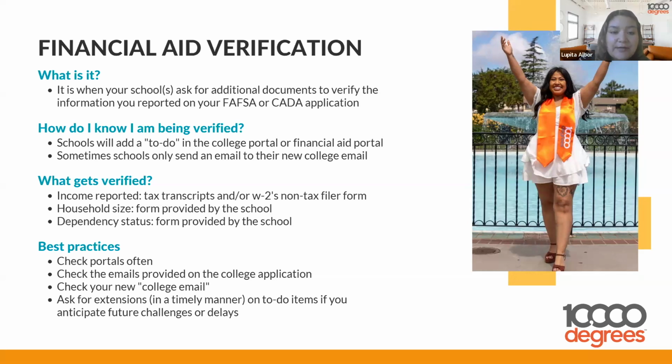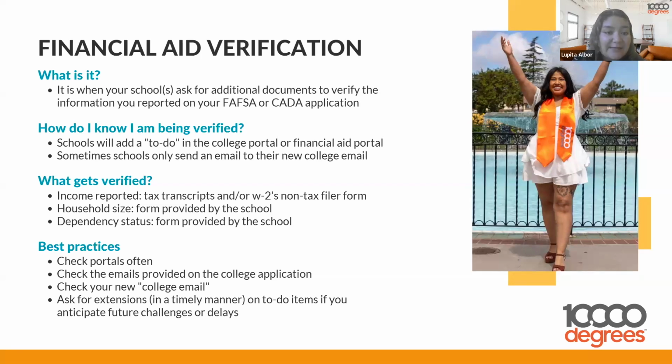So how will the student be notified if they got verified? Well, each school that the student applies to, they have to create a portal. We'll talk a little bit more about what that is, but within that portal, there are going to be to-do items, and they will pop up on there. Sometimes schools do send out emails. Each campus that they apply to is going to give them a school email.